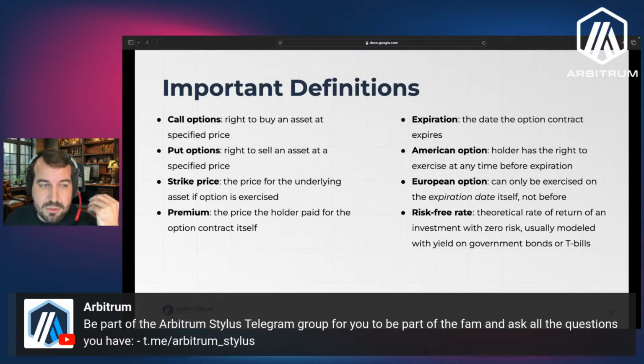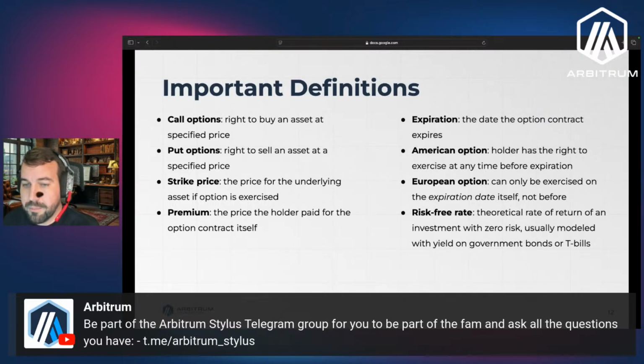Again, an option is the right to either buy or sell an asset at a given price, but not the obligation. So if you have an option, you have the right to buy or sell it at that price, but not the obligation to. So if conditions change unfavorably for the option contract that you purchased, you just lose the premium, which is the price that you paid for the contract itself. Expiration is the date at which that contract expires.